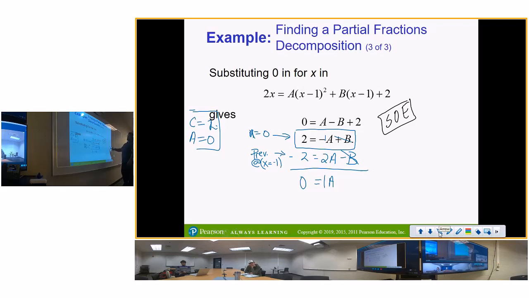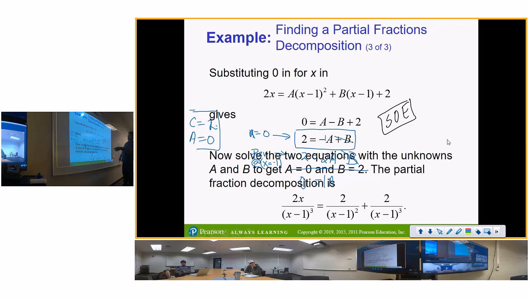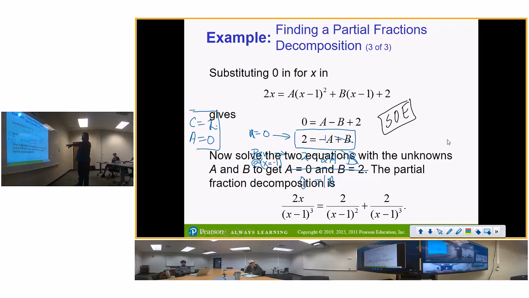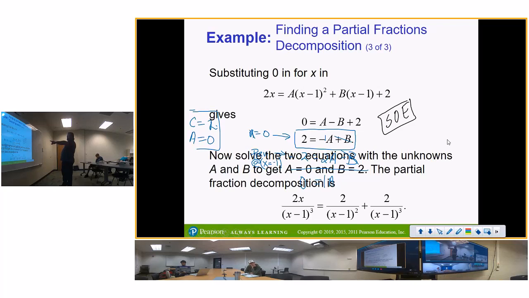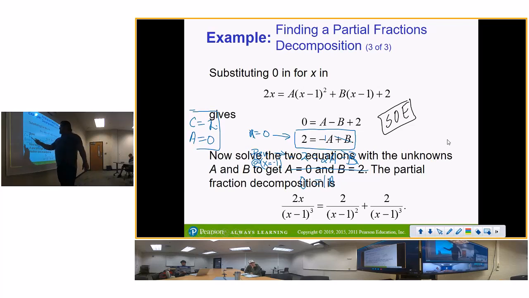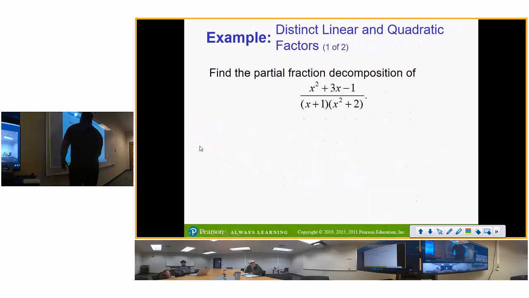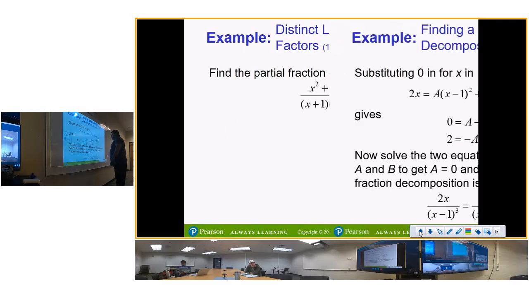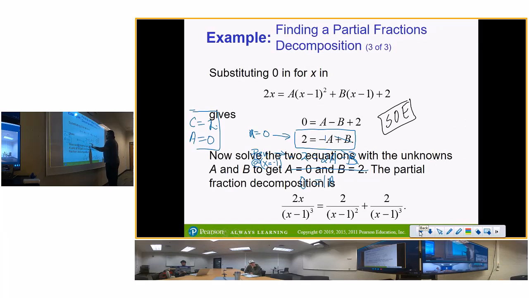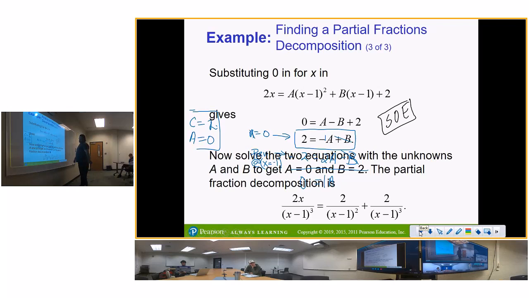I don't know what they're going to do next. Okay, now solve the two equations with unknowns and get A and B. A is equal to 0. We got that. Plug A back in and you get 2 and then you're done. I'm sorry, plug A is equal to 0 back in. Plug A back into this one. What does 0 for A do? B is equal to what? 2. And then you plug those in.